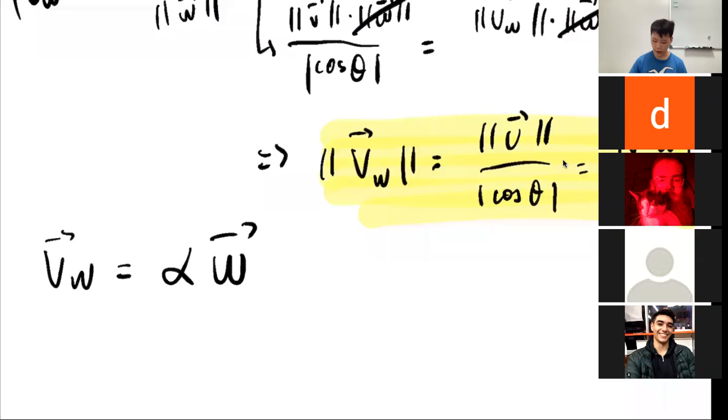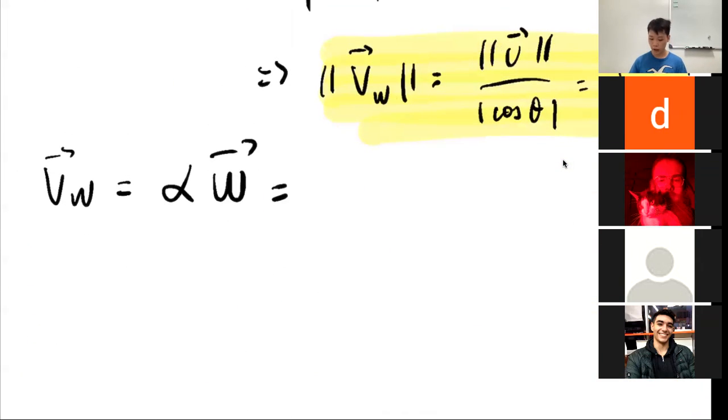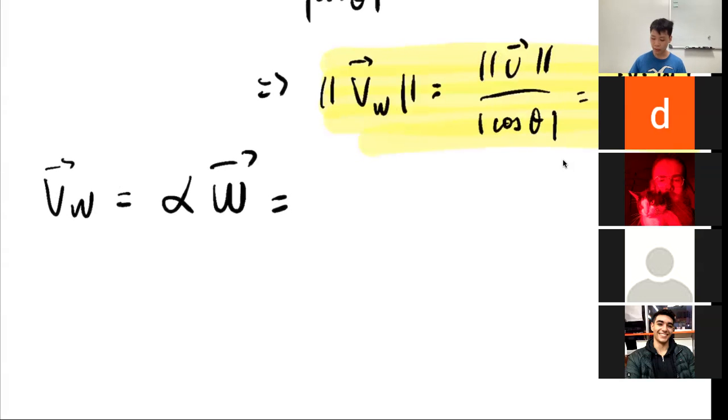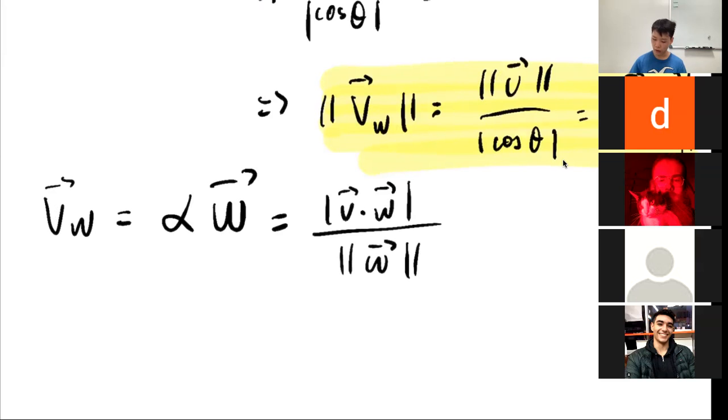So what is this scalar multiple to be? The scalar multiple is determined by the length, because the VW is just a different length of vector W. So we just need to make sure that the length of VW has the same length here. So this scalar multiplication is just V dot W divided by W.